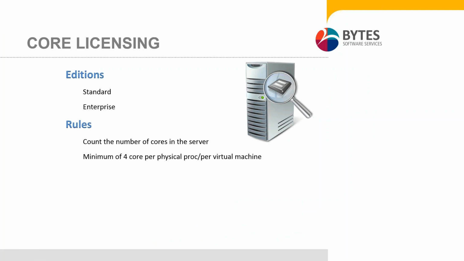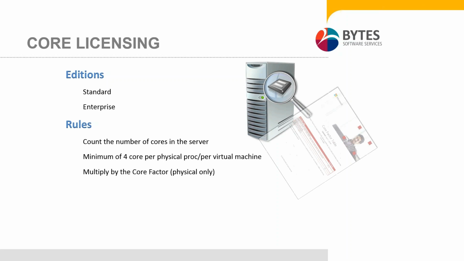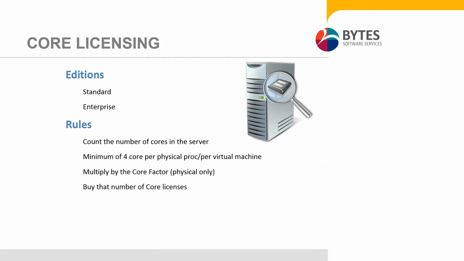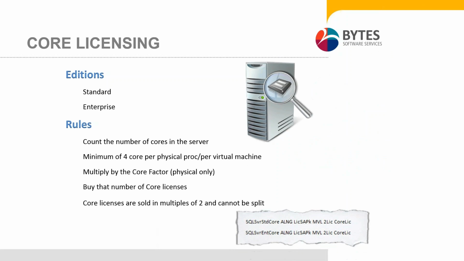So if you have a physical processor with 2 cores, for example, you'd still need to purchase 4 cores for that processor. You can also, if you've seen that, multiply it by the core factor, but really all it does is tell us that there is a minimum of 4, unless you have an AMD processor. AMD processors, if you license the physical cores, do come with a discount, and you count the number of cores, times it by 0.75, and that gives you a discounted price for the core licensing. You then, of course, purchase that number of licenses, and they are sold in multiples of 2, so you always buy 2 core pack licenses. And these cannot be split, so you can't buy a core pack and use it on 2 different servers, for example.